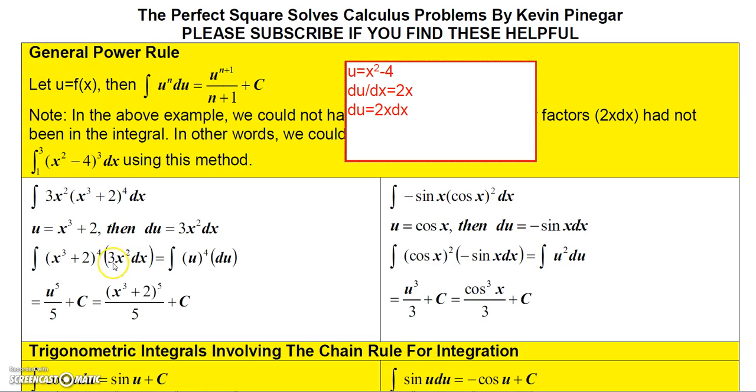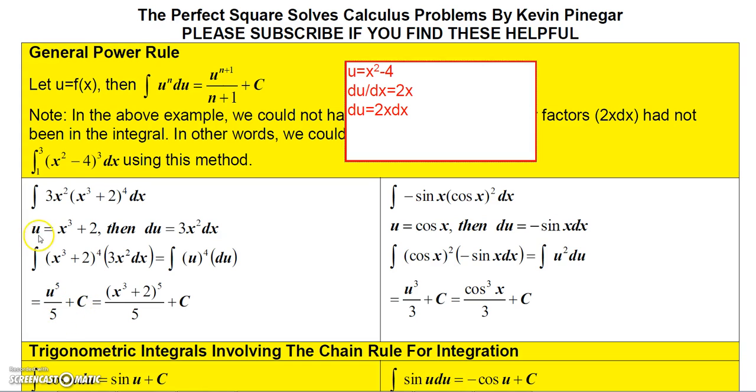Now, do you recognize that? That is exactly what we have for du here. So I can actually replace the 3x squared dx with the du. So you see I replaced it with du over there. And then remember this was u. So x cubed plus 2 was u. So I have u to the 4th du. And that's exactly the form I need in order to use this rule up here. So now that I have u to the n du, in this case u to the 4th du, I can apply the rule and I'll get u to the 5th over 5, and then plus a constant.